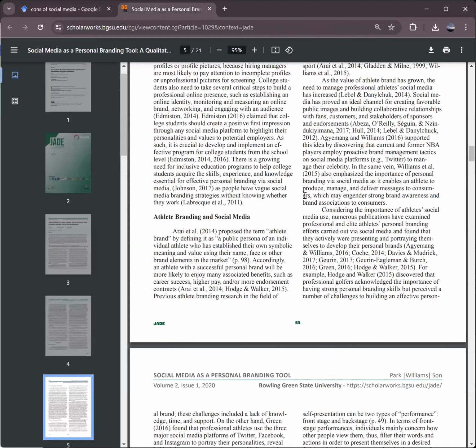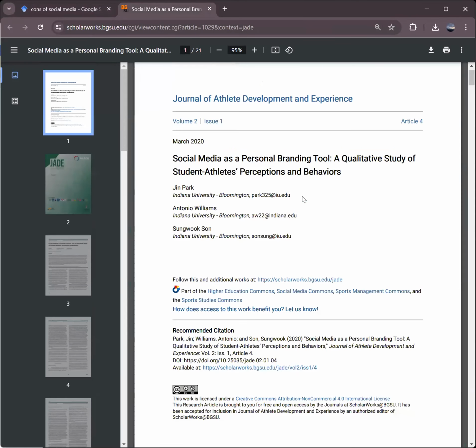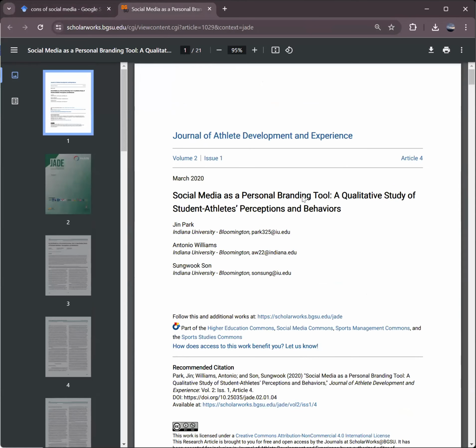So, I have a journal article open now. I went through and used Google Scholar, found a scholarly source, came out in March 2020. It's recent. I have authors, they are reputable, and I'm really interested in this link between social media and student athletes.